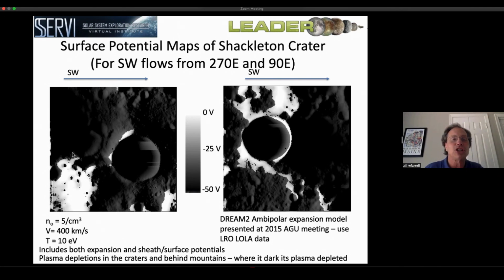Well, of course, they kind of should, because where the sun is illuminating, that's where you're releasing photoelectrons and your potentials are a few volts positive. In contrast, where it's in shadow, you're getting that plasma expansion effect and the large negative potentials. So in fact, we ran our codes and ended up with these maps. This is for solar wind flowing, I think, for third quarter and for first quarter moon here.